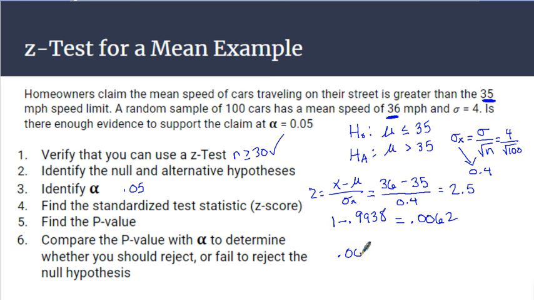Let's compare it with our alpha value of 0.05. This number, 0.0062, is smaller, so we reject the null hypothesis. These homeowners are correct. The cars are likely traveling greater than the 35 mile per hour speed limit.